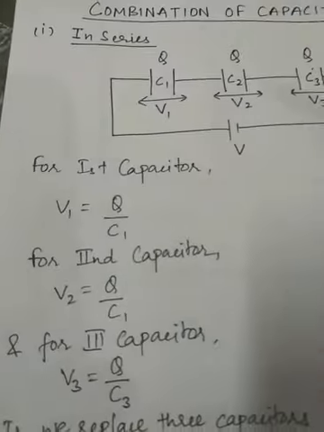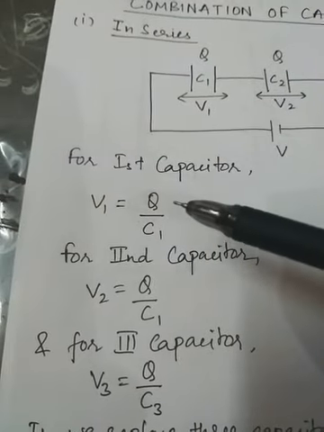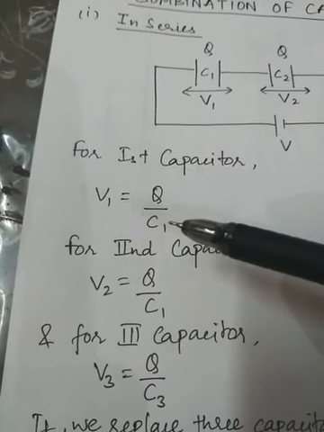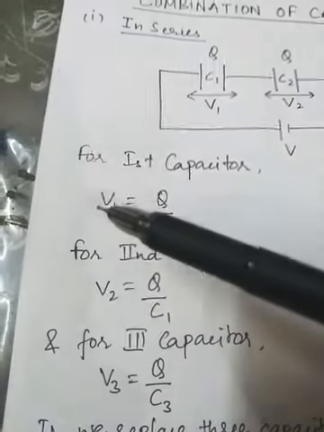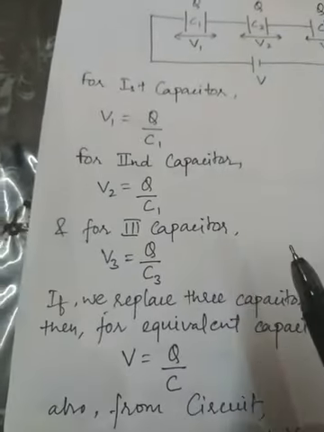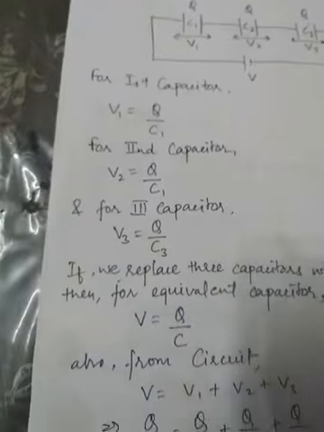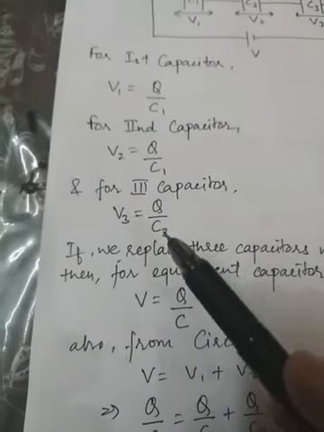So according to the definition of capacitance, for first capacitor we can write V1 is equal to Q upon C1. The formula of capacitance is C is equal to Q upon V. So from that formula, V1 can be written as Q by C1. For second capacitor, it can be written as V2 is equal to Q by C2. And for third capacitor, it can be written as V3 is equal to Q upon C3.